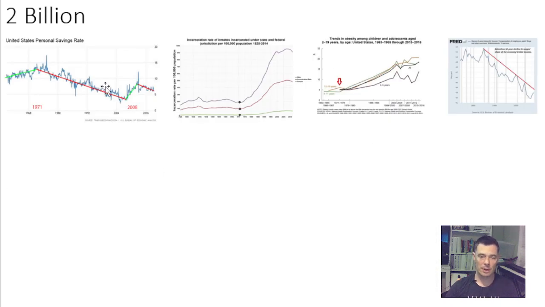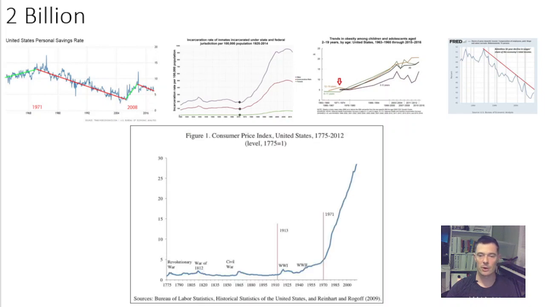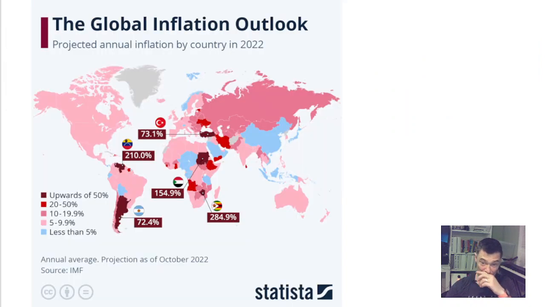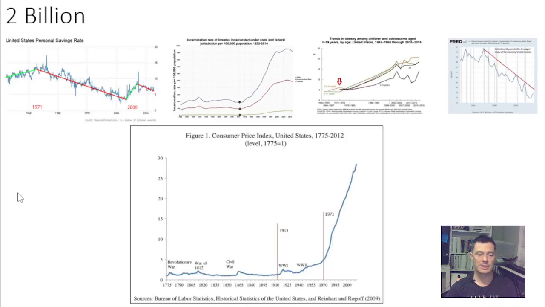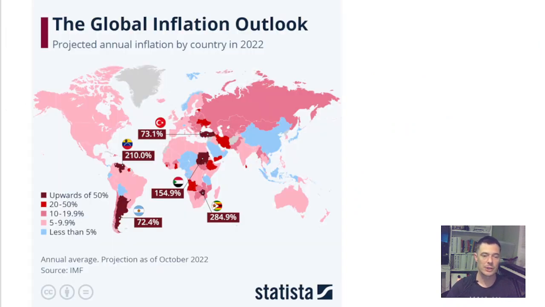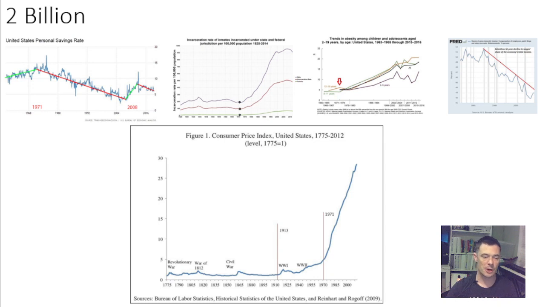And what all of these charts here have in common, saving rates, obesity, incarceration, is they all trace very strongly to the rise of inflation. And what these statistics here, these are from the United States, which generally has one of the least problems of inflation in the world. But if you look around the world, there are just some mind-boggling inflation rates out there. So these numbers are off the charts.